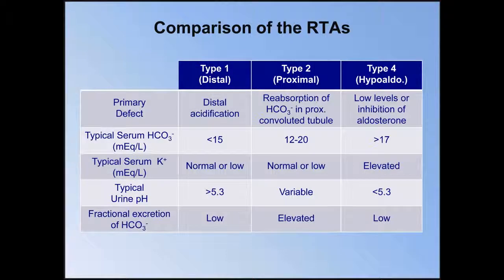Finally, fractional excretion of bicarb, which is an uncommonly ordered test unless one is attempting to specifically confirm a diagnosis of type 2 RTA, is elevated in that circumstance, but otherwise low.